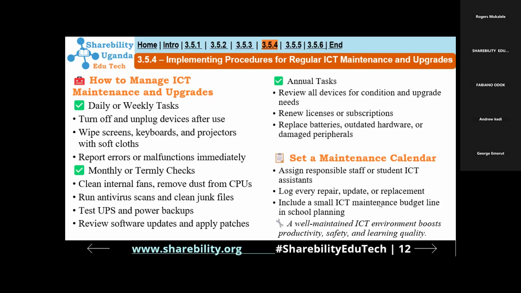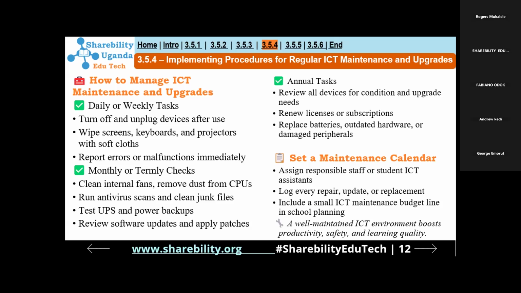And assign responsible staff to ensure that the computers in the lab are actually off. You find that some computer labs have many computers, so they don't switch off. You come back at 2, you check, and the computers are on.